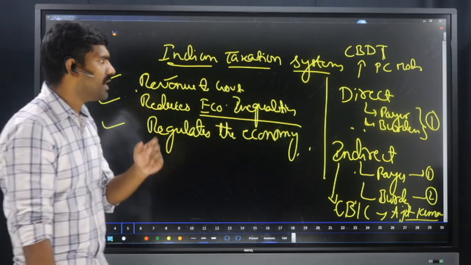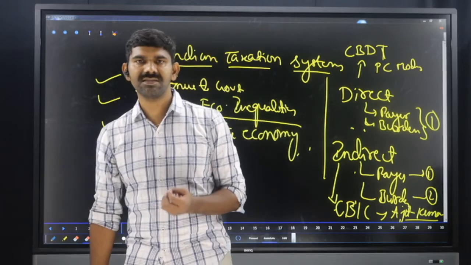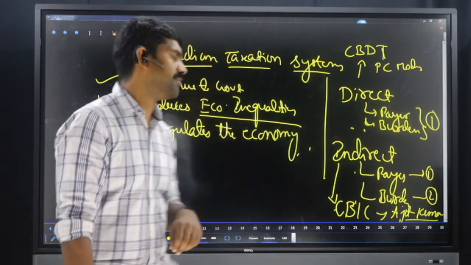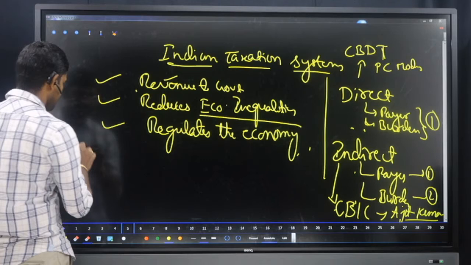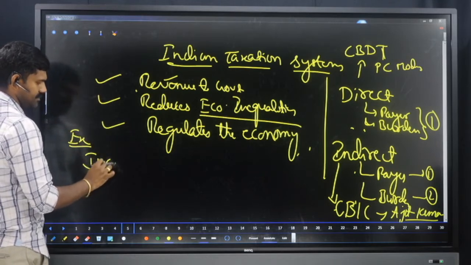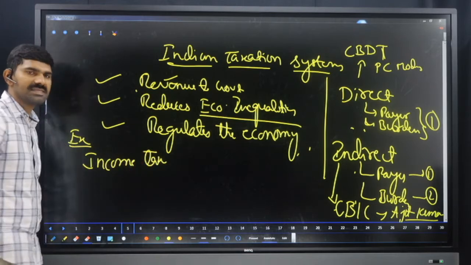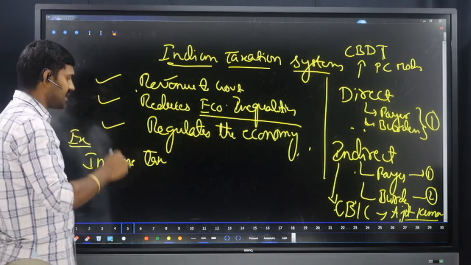Okay, now how do you understand that? For example, some of you have given me income tax as an example of direct tax. For example, I am paying income tax. Let us say that I am earning 10 lakhs of rupees per annum.